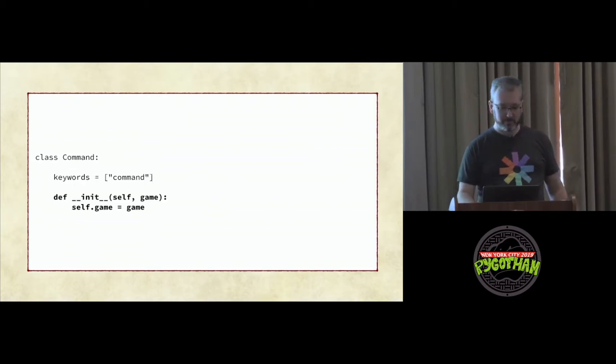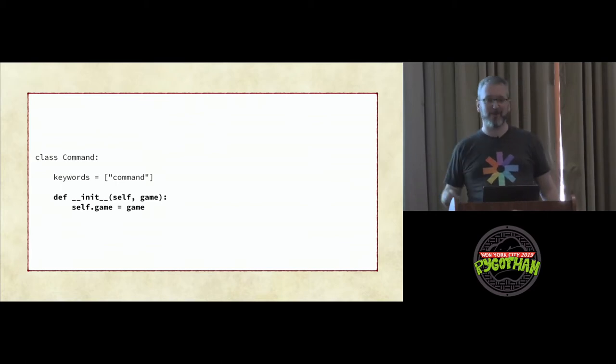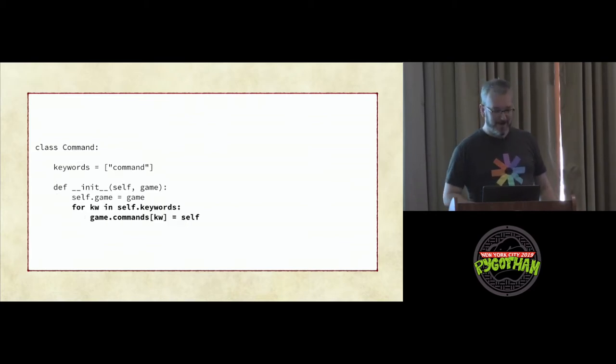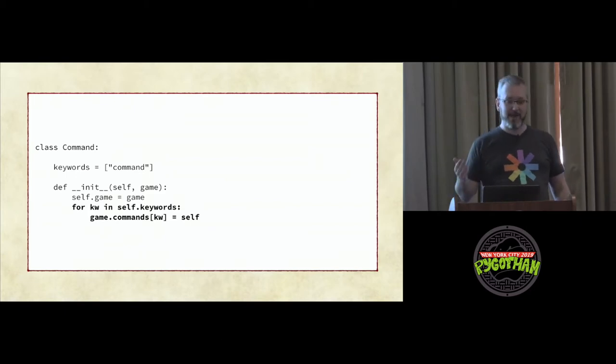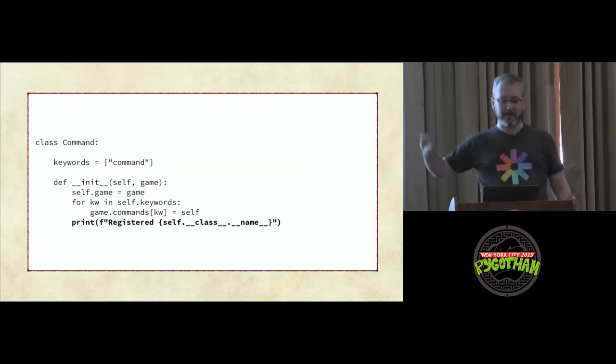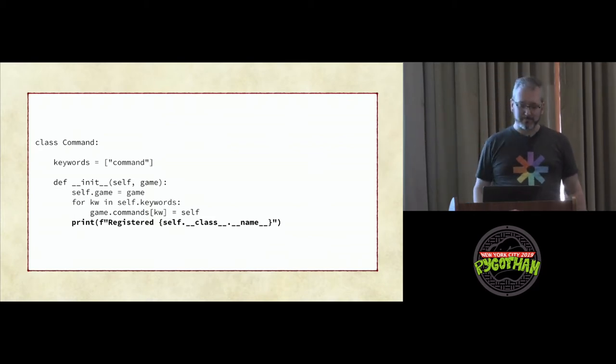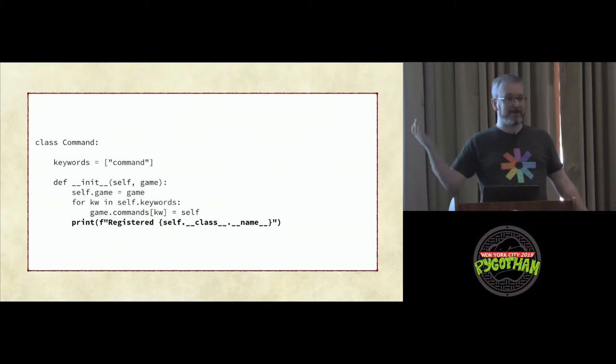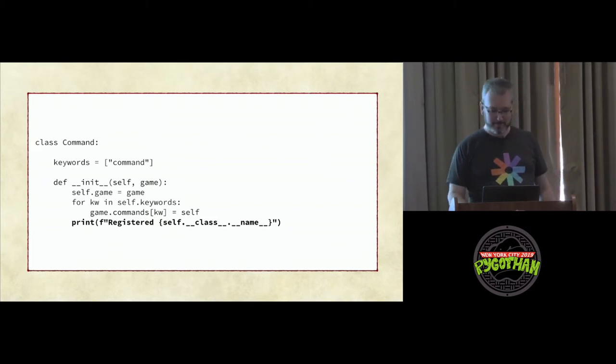It's going to have one or more keywords that can be used to invoke it. And we'll keep a reference to, say, a global game state object that'll be useful later, and we'll hand wave away for right now because of time. And we'll tell the game's dictionary of commands that each of our keywords points to this particular command instance, this object. And we'll let the user know that we've registered this as a command that we can do by inspecting the class name of what we've just registered. So great, now it's registered as something we can do.